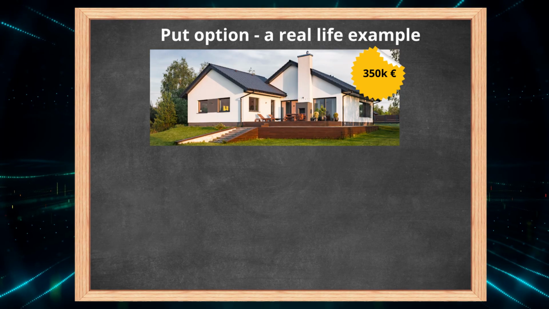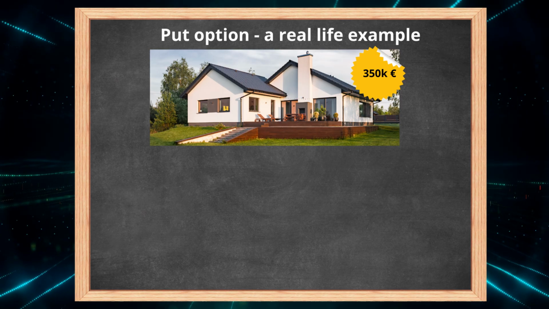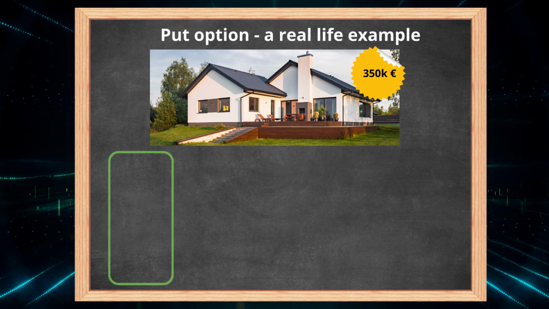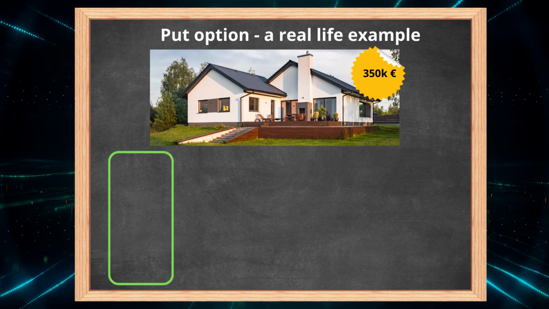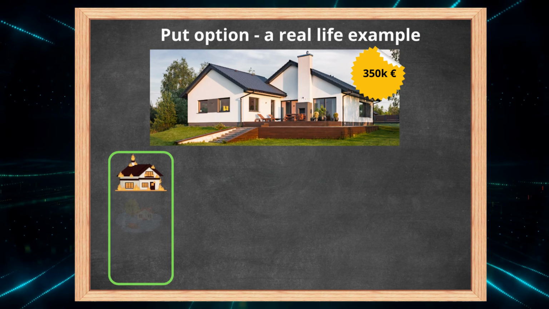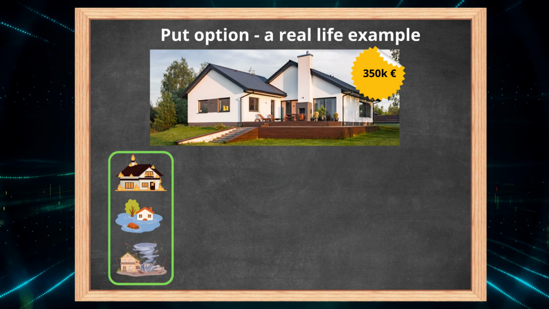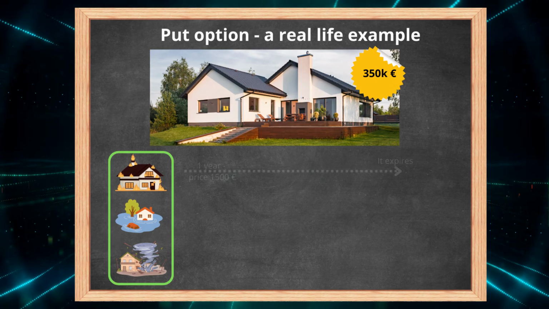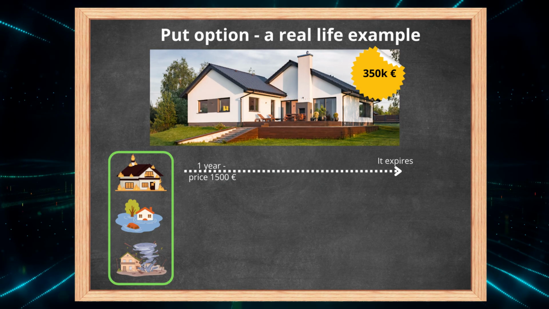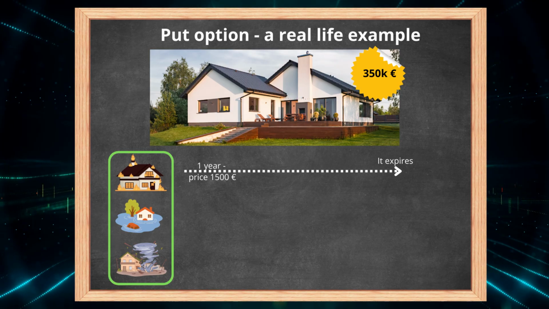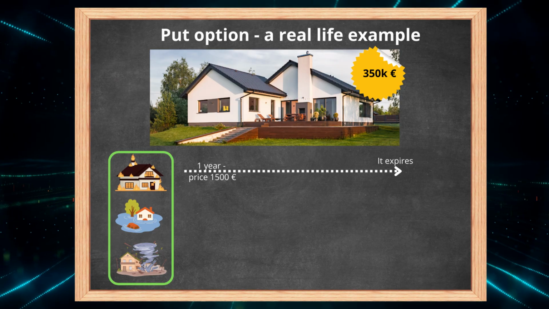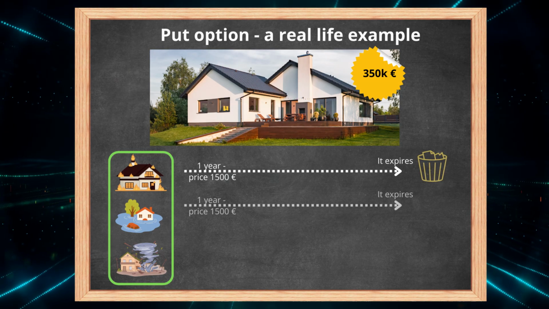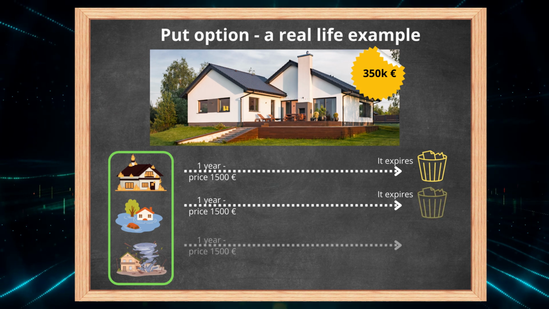Let's start with a simple real-life example of how a put option works. Imagine you are the proud owner of a single-family home worth around 350,000 euros. Naturally, you decide to protect it with insurance, in case of a fire, flood, or any major disaster that could significantly reduce the value of your property or even destroy it entirely. You purchase a one-year insurance policy and let's say the cost is 1,500 euros per year. Each year you renew the policy. If nothing happens, it simply expires unused, and you renew it again.